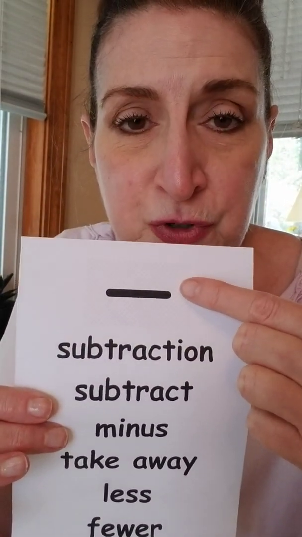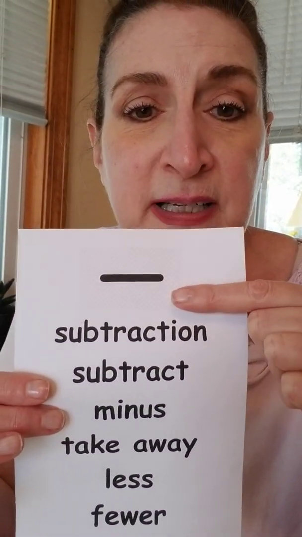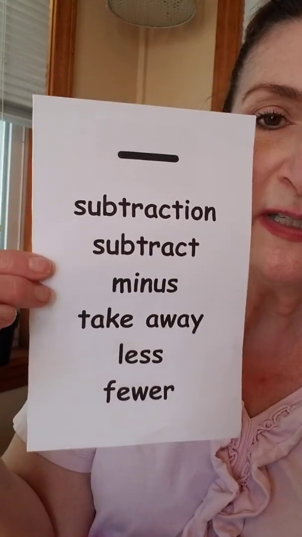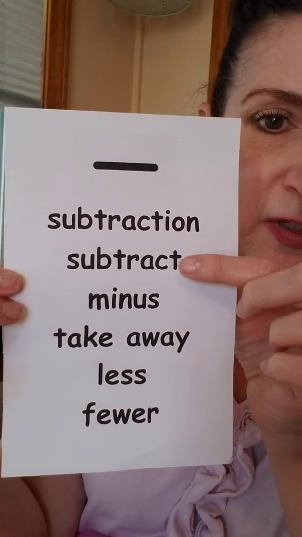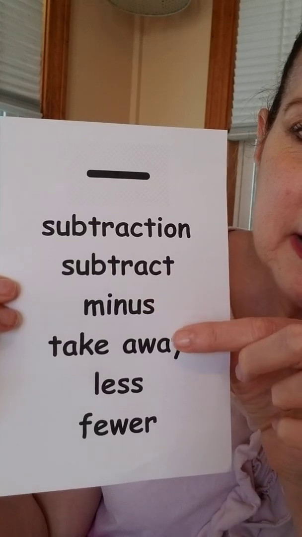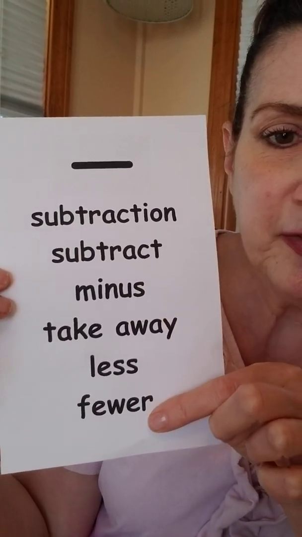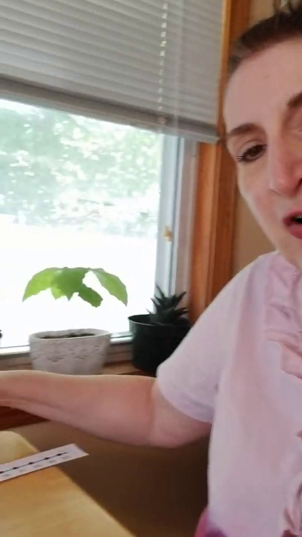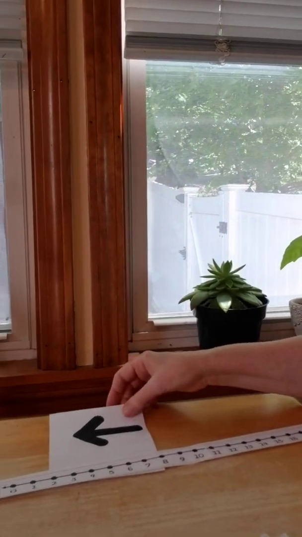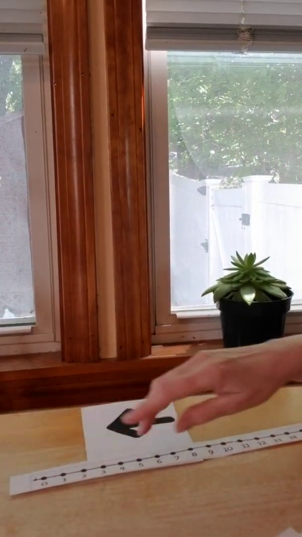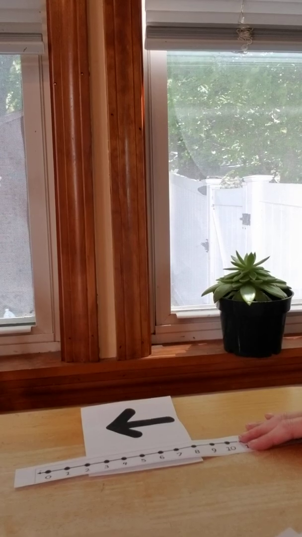And to subtract, this is the symbol for subtraction. We call it a minus sign. And these are words that mean subtract. Subtraction, subtract, minus, take away, less, or fewer. And when we subtract, we want to go this way on our number line because the numbers get smaller as we go down toward the 0. So let's try a couple of problems.